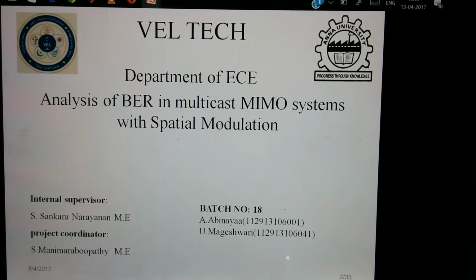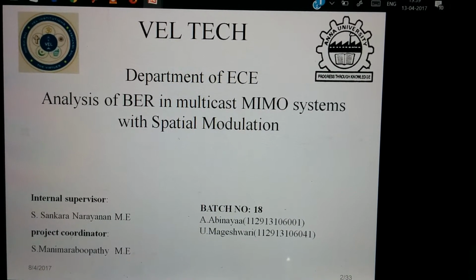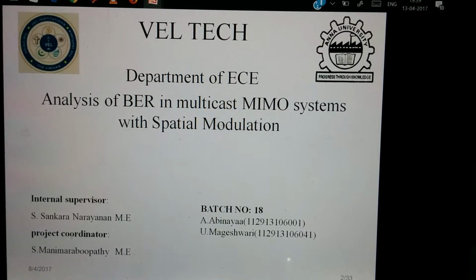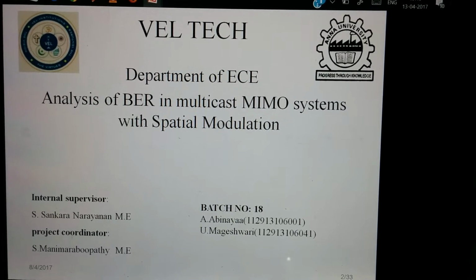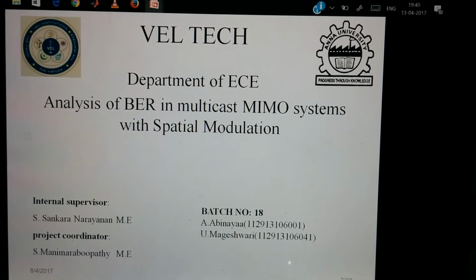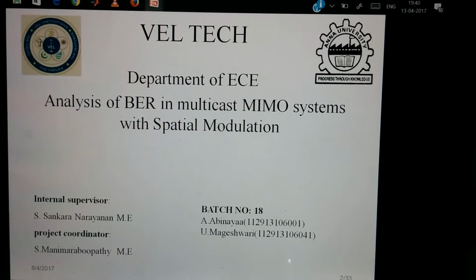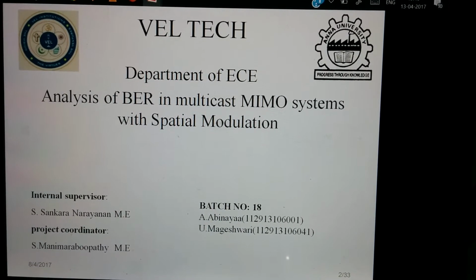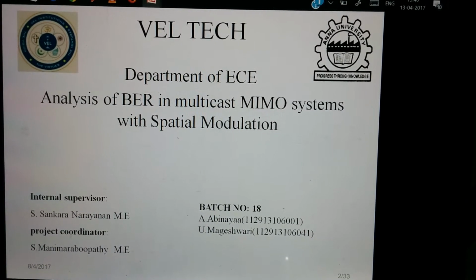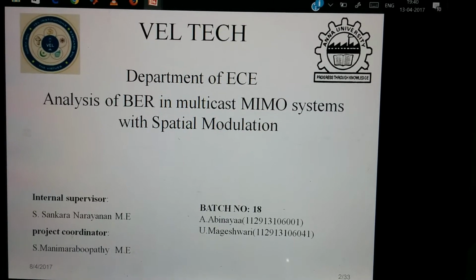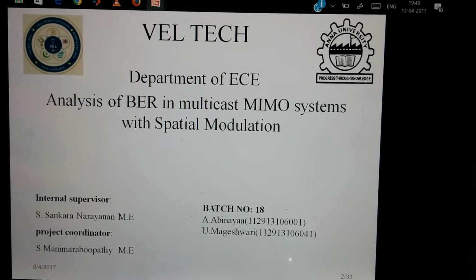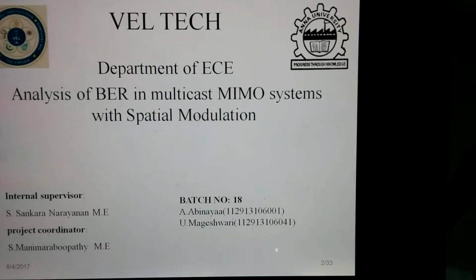MIMO systems. MIMO stands for multiple input and multiple output. MIMO systems have multiple receivers connected to multiple transmitters. Spatial modulation. Spatial modulation is a modulation technique which is designed specifically for MIMO systems.